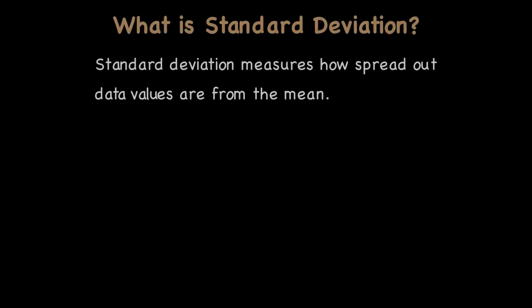Standard deviation measures how spread out data values are from the mean. A small standard deviation means data is clustered close to the mean, consistent. A large standard deviation means data is spread far from the mean, inconsistent.